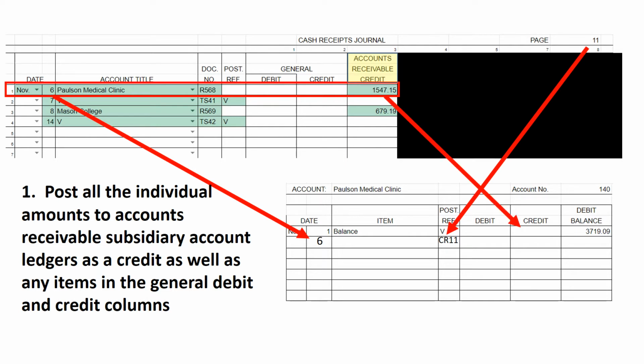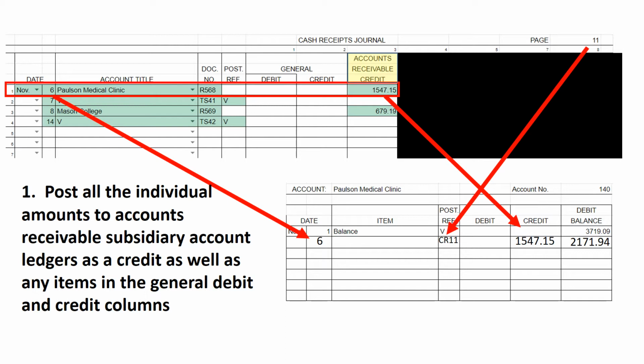Then we take that 1547.15, which is a credit, and we know it's a credit because it is described as a credit in the title of the account column. Now, if you think about this, we have a debit balance and a credit entry. They are different, so we have to find the difference, which means subtraction. They're paying us money. It's a cash receipts journal where we received cash. They don't owe us as much money. So we're going to take the $3719 and lower it by the credit of $1547.15, and we get a debit balance of $2174.94.